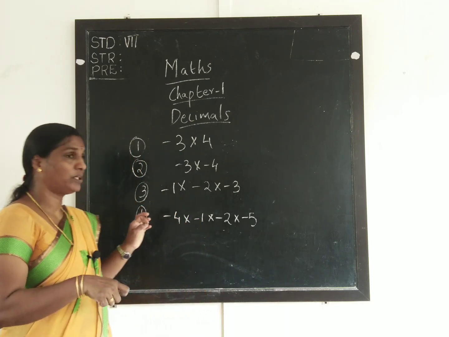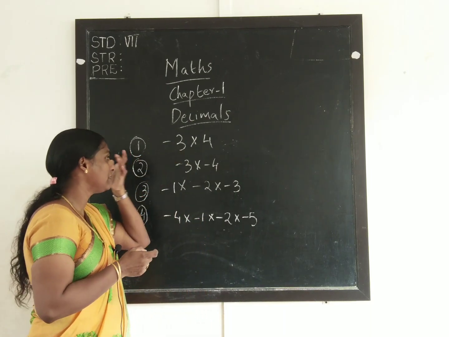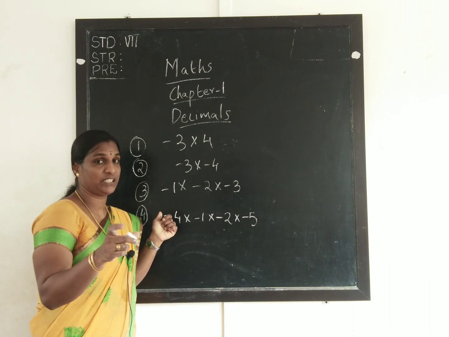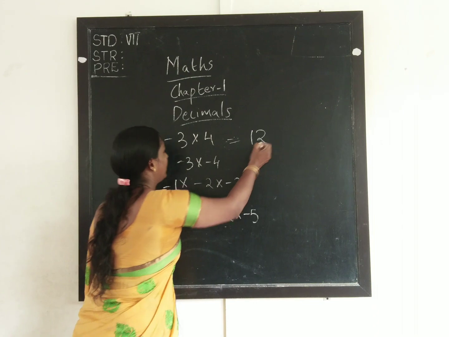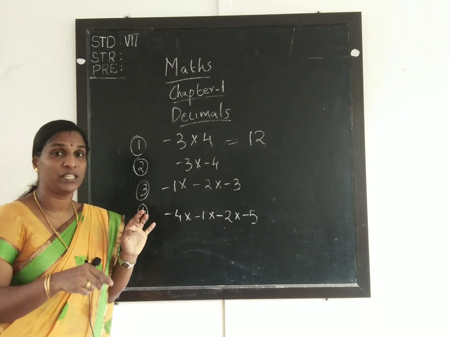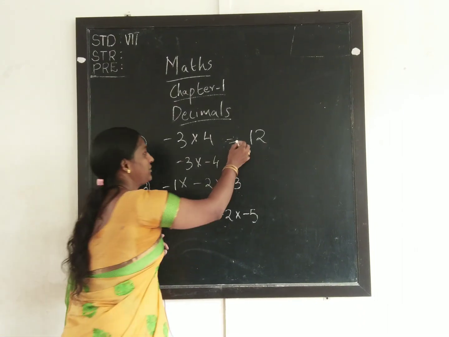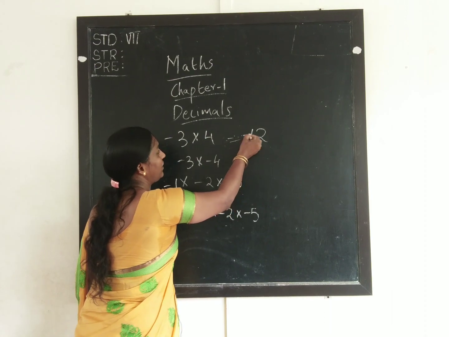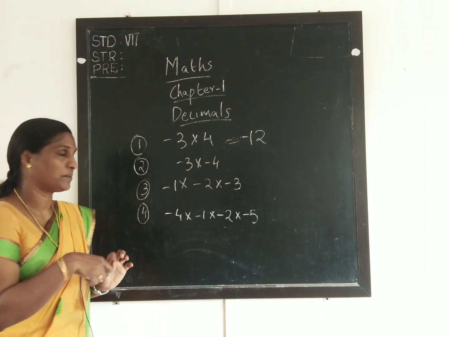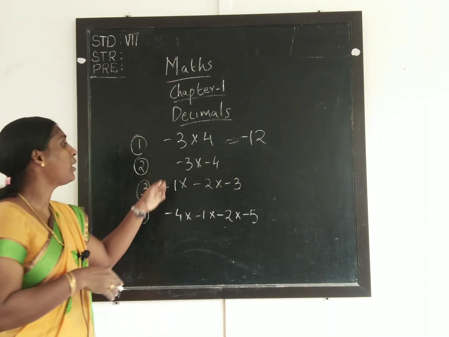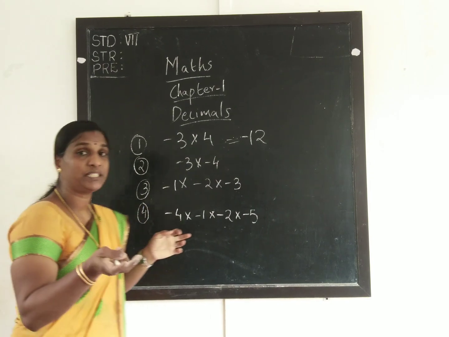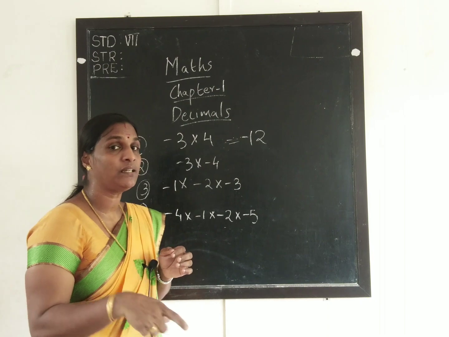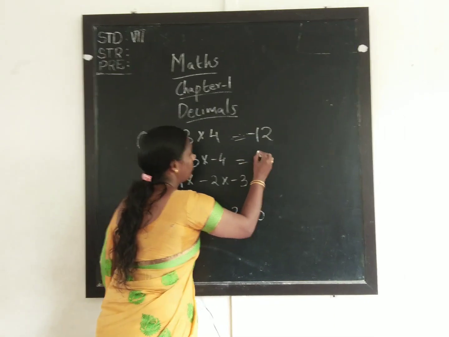We can do some problems. In the first question, there is only one negative sign, so the answer will be negative. 3 into 4 is 12. One negative sign, one is an odd number, gives a negative sign. Negative 12 is the answer. In the second question, you count the number of negative numbers. There are two negative numbers. 2 is an even number and we will get the answer as positive 12.